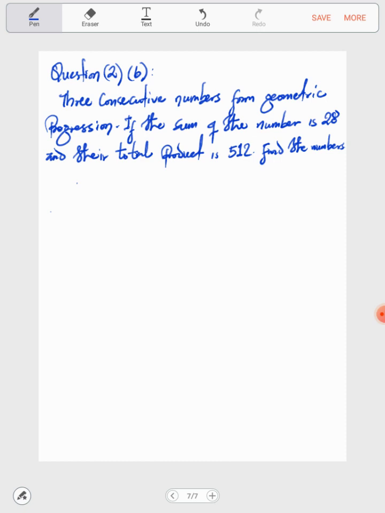Alright, so I have a question up here. It says three consecutive numbers form a geometric progression if the sum of the numbers is 28 and their total product is 512. Find the numbers. Let's solve this. Solution.